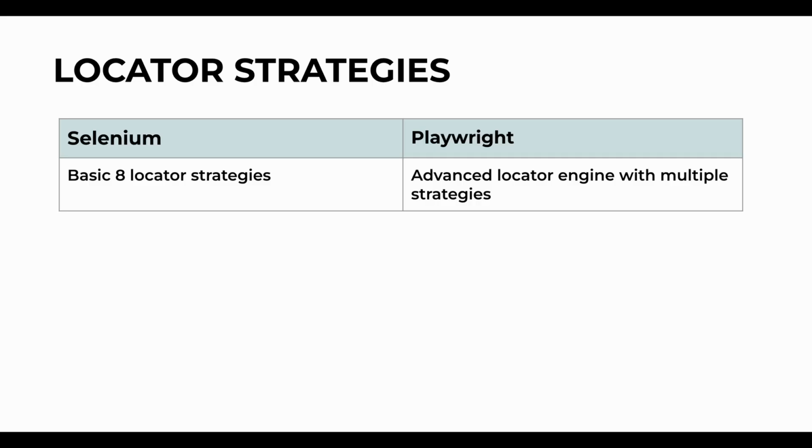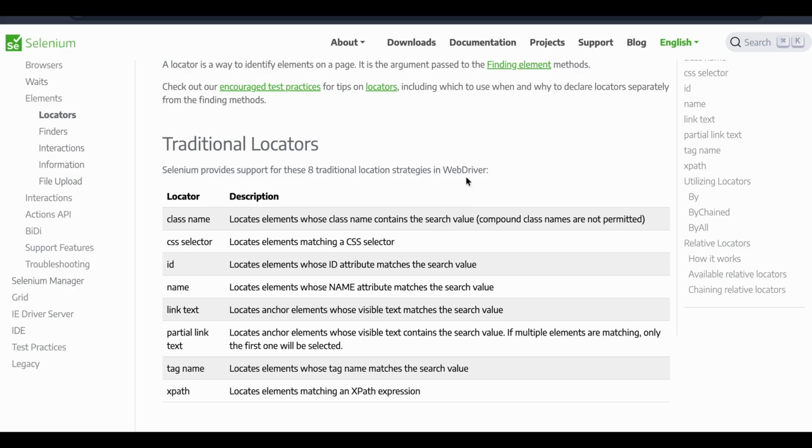In Selenium, we have a total of 8 locators, whereas in Playwright we have an advanced locator engine with multiple strategies. Selenium provides these 8 locators: ID, name, class name, link text, partial link text, CSS selector, XPath, and tag name. By using these locators, we are able to locate the elements and perform actions on them.